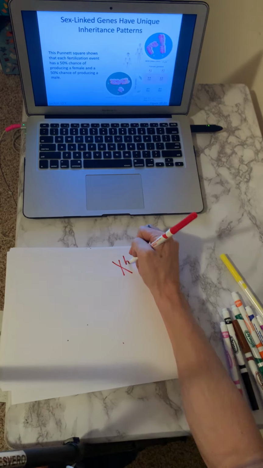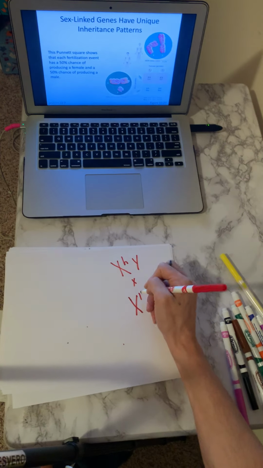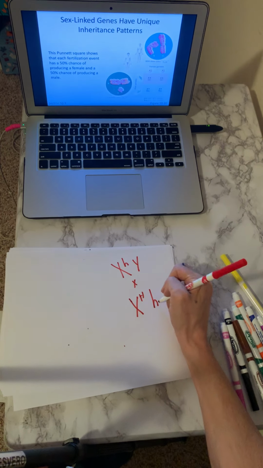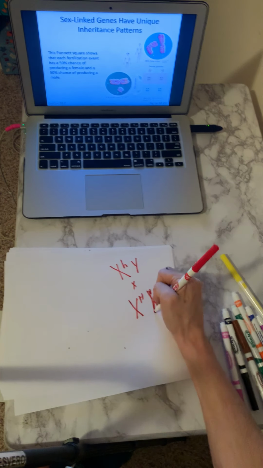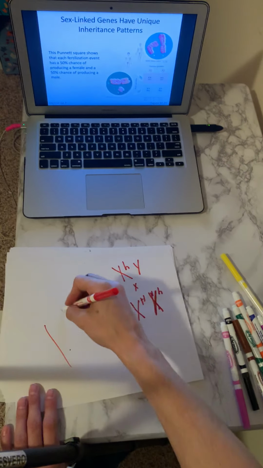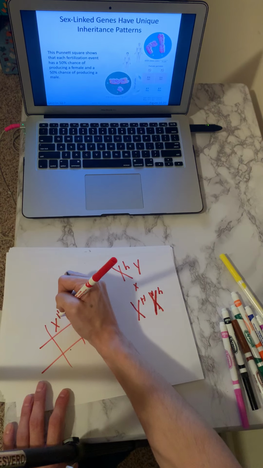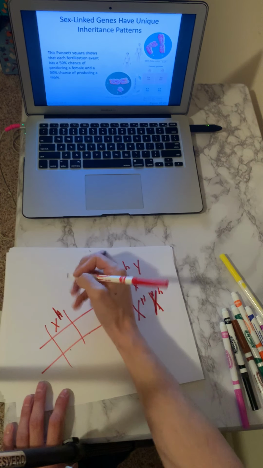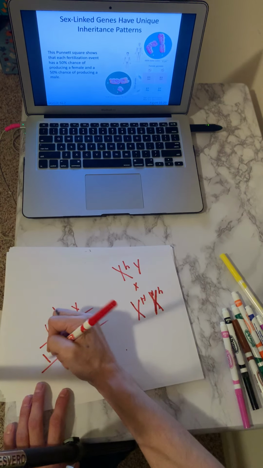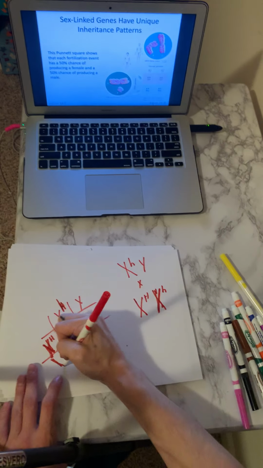So the only way you can have a female with hemophilia is if you have a male that is a hemophiliac mating with a female that is a carrier for hemophilia. So X, X with a little h. So let's do that cross real quick. Big X, H with a little h for our hemophiliac male. Y, big X with our big H, and big X with our little h.